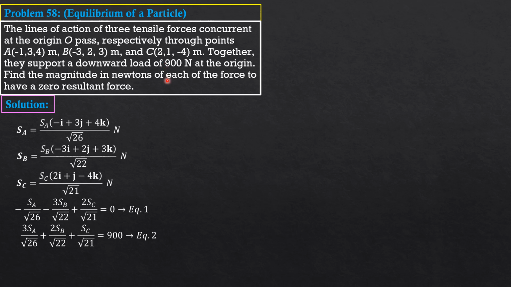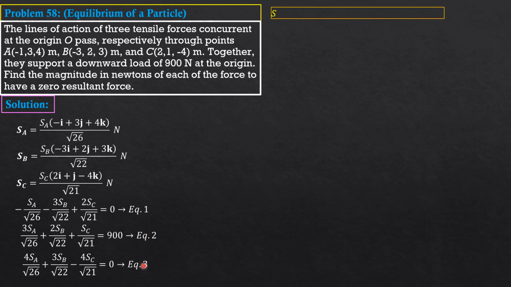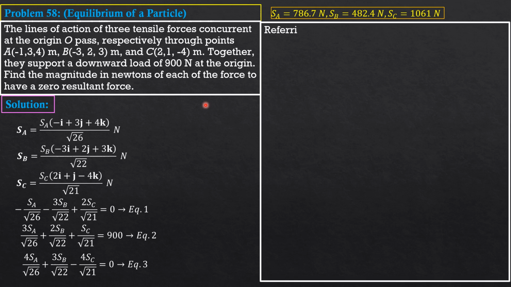And finally, summation forces along z equals 0, so we have SA times 4 over square root of 26 plus SB times 3 over square root of 22 plus SC times -4 over square root of 21 equals 0. Then solving these 3 equations simultaneously, we'll have SA 786.7 newtons, SB 482.4 newtons, and SC 1061 newtons.